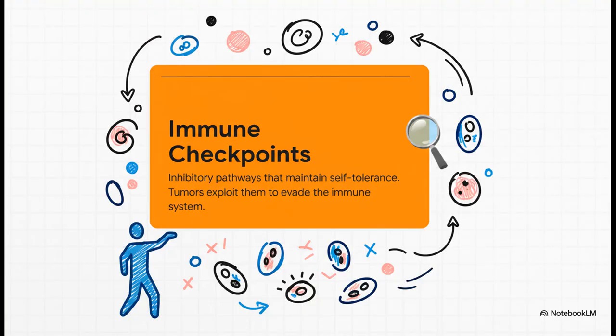One of the sneakiest things cancer does is hijack the immune system's own safety features. These are called checkpoints. They're basically natural brakes that stop our immune cells from going totally haywire and attacking healthy tissue. What cancer does is it learns how to slam on those brake pedals, putting any T cell that gets too close into a state of shutdown or exhaustion.